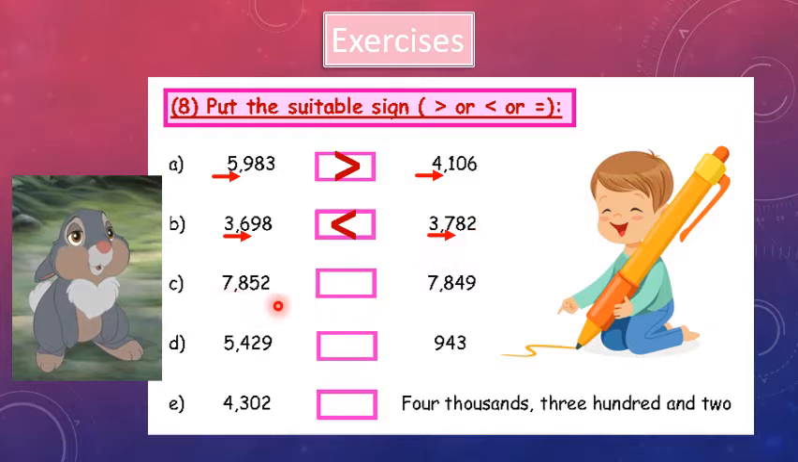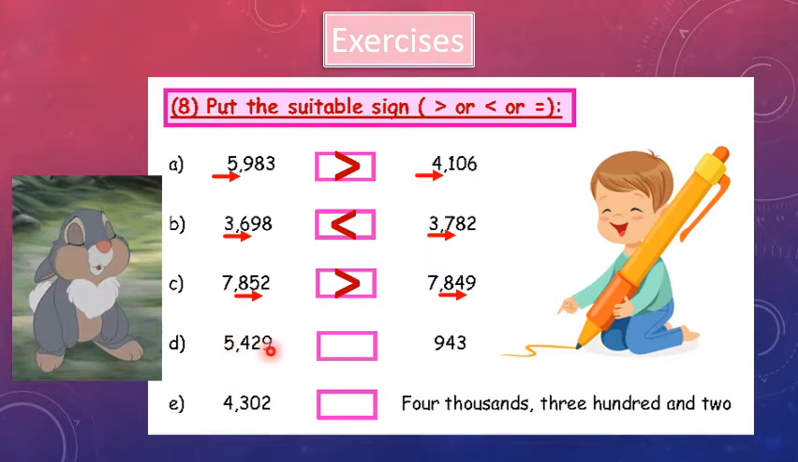Let's go to another one. Here we have 4 digits and here we have 4 digits. Now let's go from left to right, from the highest place value. Here we have 7 and 7. Let's go to the next one, hundreds. 8 and 8. Let's go to the next one, which is 5 and 4 in the tens place. Then which is bigger, 5 or 4? Good job, it will be 5. Then 7,852 is bigger than 7,849.